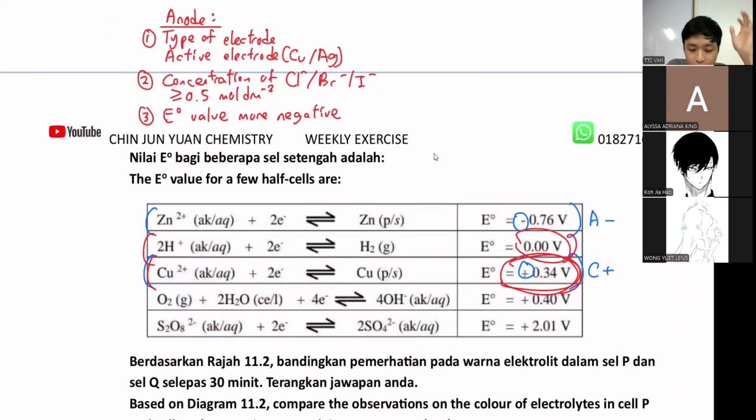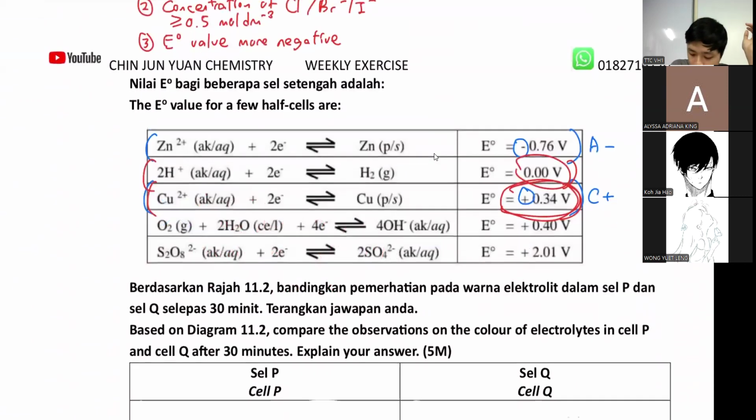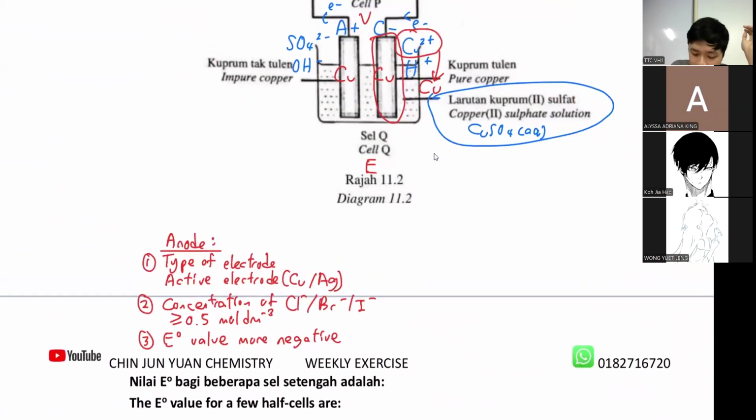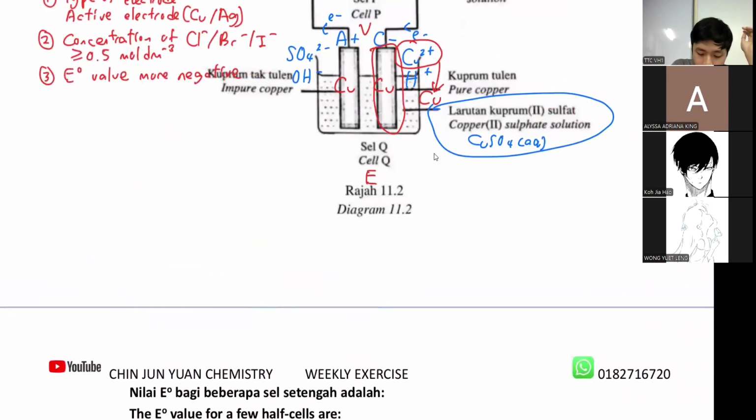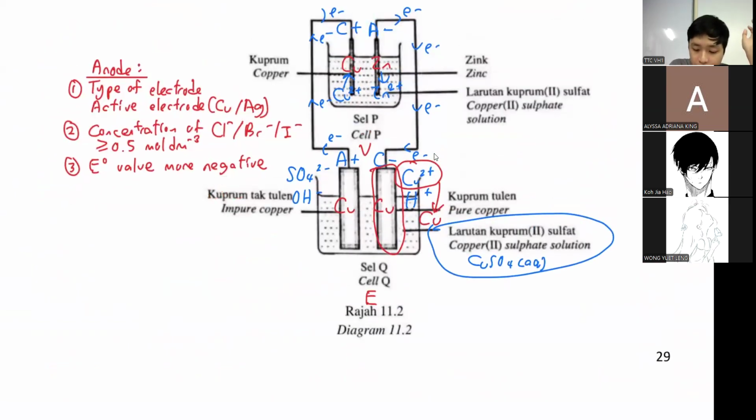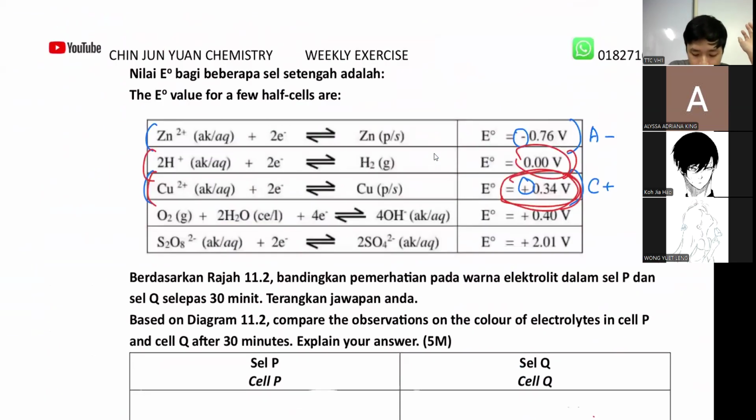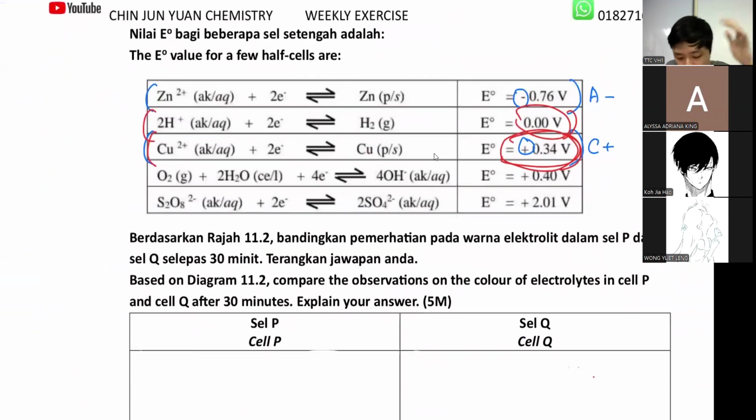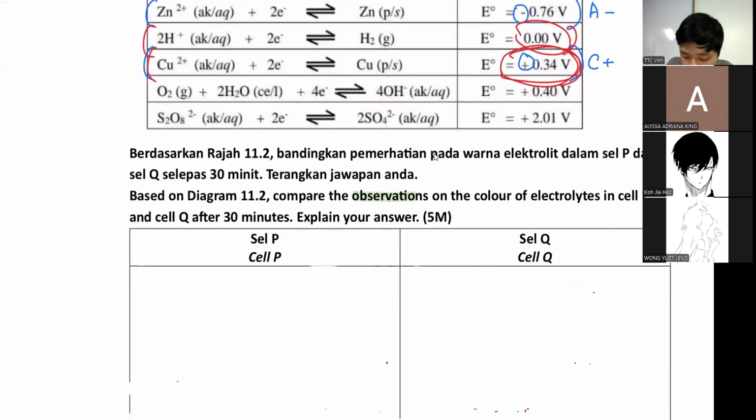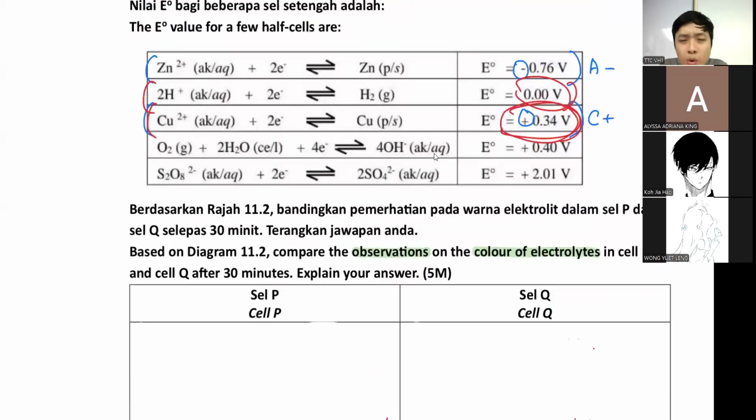So the first factor: do you have copper or silver? If you see they're using copper, just follow the first factor. It means you don't choose these two ions. You choose copper to undergo oxidation, becoming Cu2 plus. So the question they ask is to compare the observation on the color of electrolytes in cell P and cell Q. Now, what is the color of copper(II) sulfate?